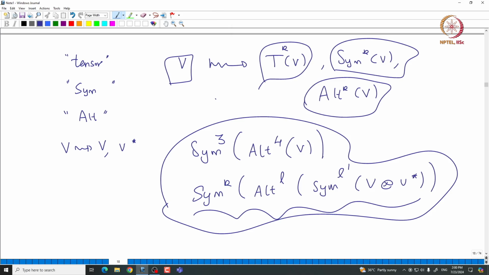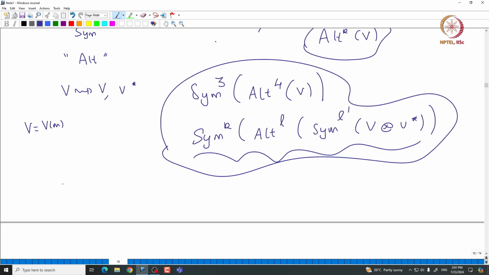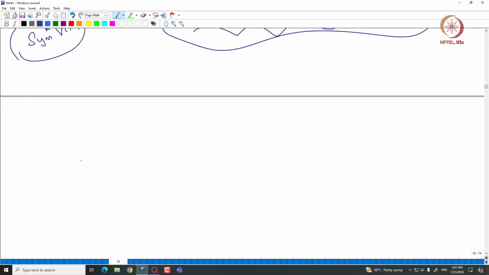So, for example, if we start with V being just V of m, we can simply ask, what will be the sim k of V of m? We already know that the module is completely reducible. I will leave it to you to think about it: can we write down explicitly the irreducible decomposition of this sim k of V of m? It is not that easy.